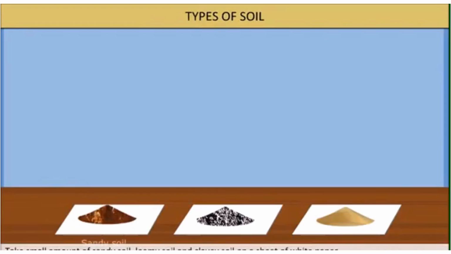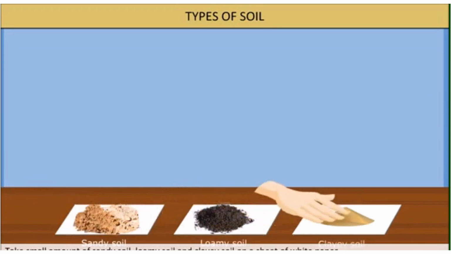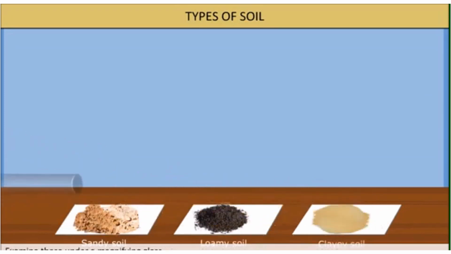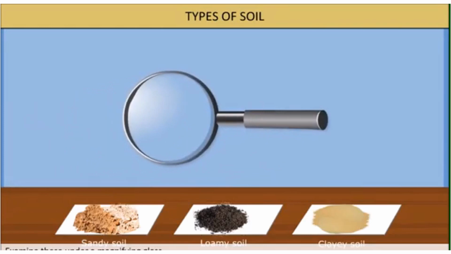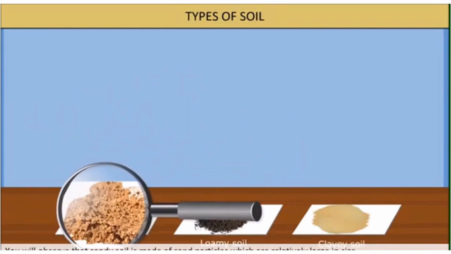Now let us look at what the types of soil are. Take a small amount of sandy soil, loamy soil and clay soil on a sheet of white paper. Examine these under a magnifying glass. You will observe that sandy soil is made of sand particles which are relatively large in size. They cannot fit closely together and there is large space between them. This space is filled with air.